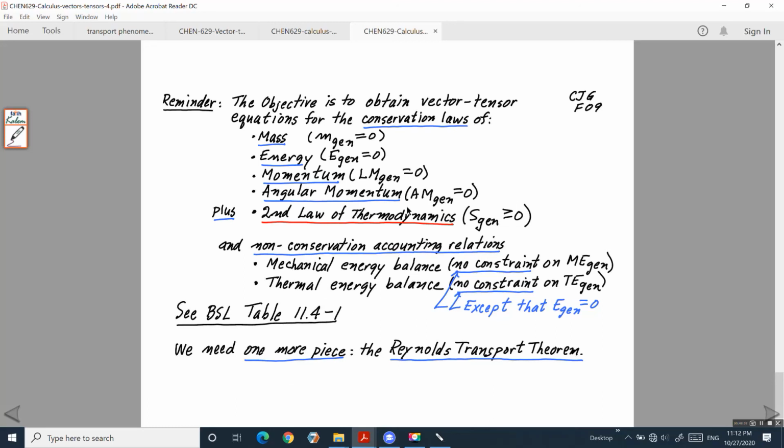After all these concepts and definitions, one more thing we need to review is the Reynolds transport theorem. After reviewing the Reynolds transport theorem, in the next video we are going to jump into the chapter inside the BSL, and start from momentum, then go to mass and then energy, and we are going to derive the conservation equations using all these concepts and the Reynolds transport theorem. See you in the next video.